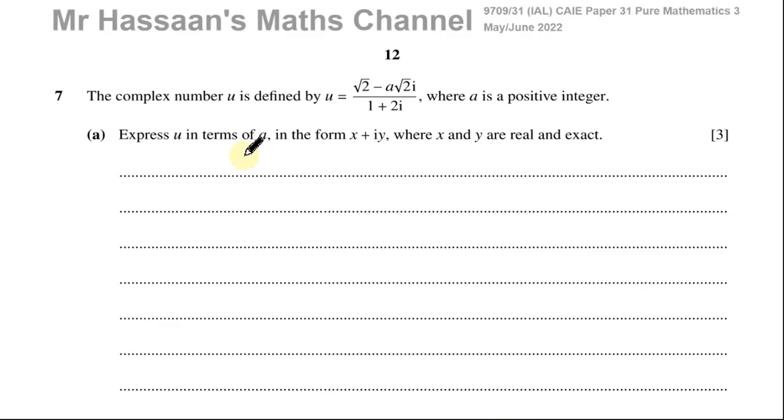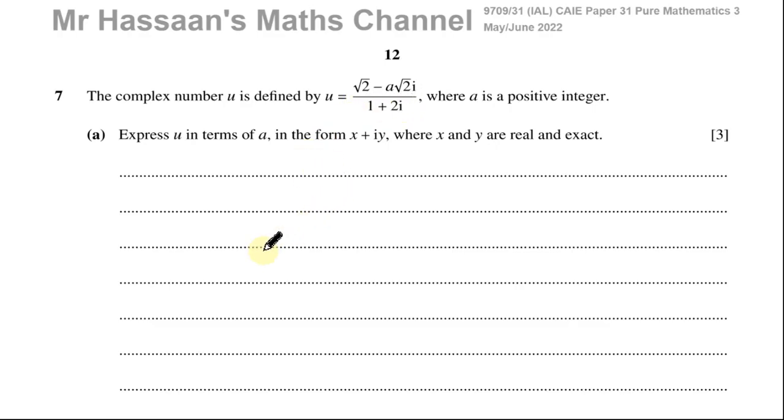So question 7 part A. It says a complex number u is defined by u equals root 2 minus a times root 2i over 1 plus 2i, where a is a positive integer. It says express u in terms of a in the form x plus iy, where x and y are real and exact. So basically what we have to do is rewrite this in such a way that we have made the denominator into a real number.